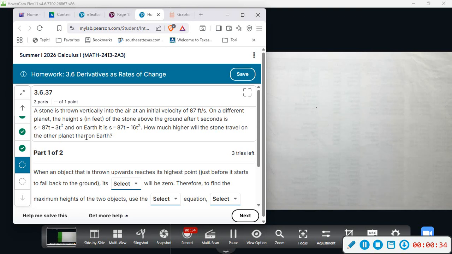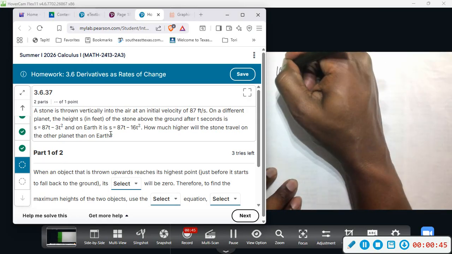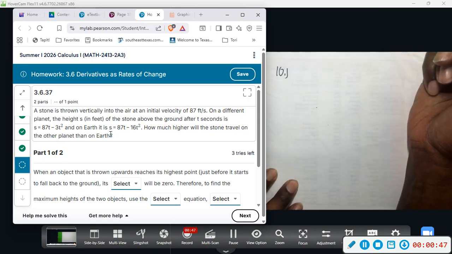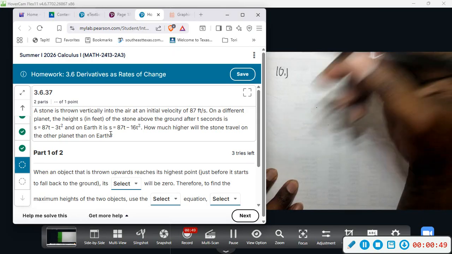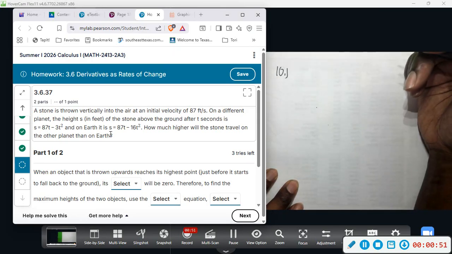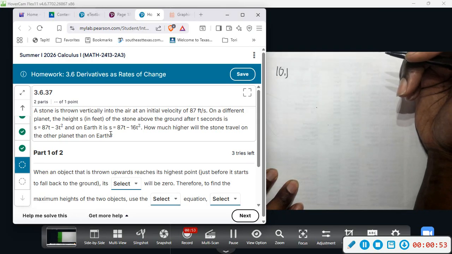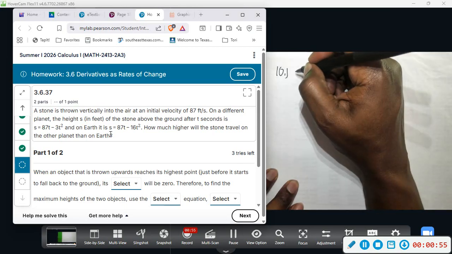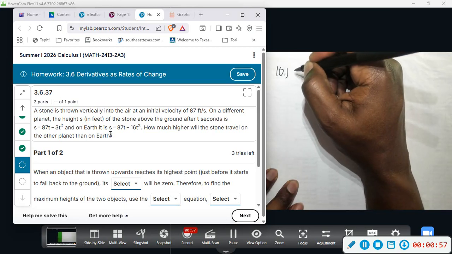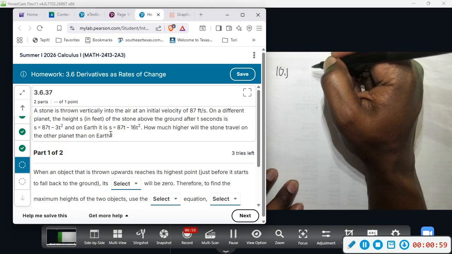Since both of these equations are in terms of s, it'll be hard to differentiate, so I'm going to change the variable to p for planet and e for Earth, just to start out. And we're looking for how much higher it will go, so we want to find the maximum. We will need to find the derivative and set it equal to 0, to find when the velocity is 0, and we'll get the maximum height.